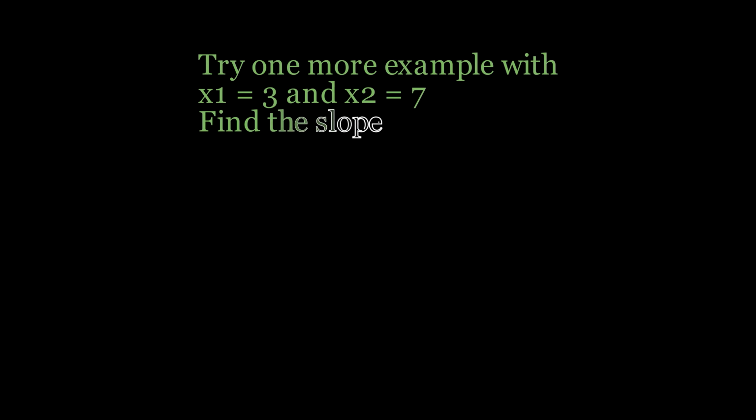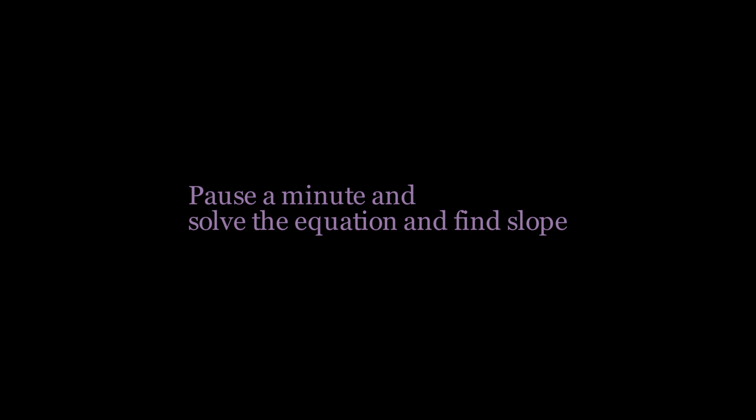To verify the consistency of our line, let's evaluate the slope from a different position. This time, let's set our starting point at x1 equals 3 and observe the change as we move to x2 equals 7. I encourage you to pause the video here and perform the calculation yourself to see if the ratio holds.